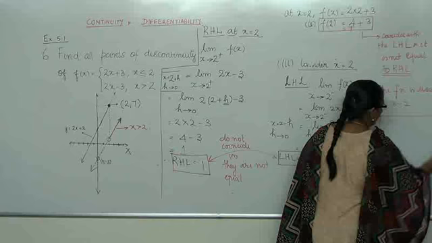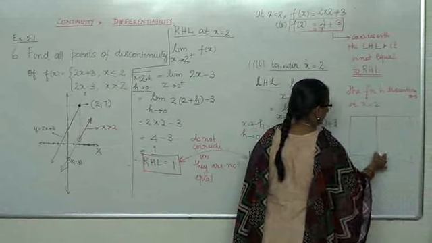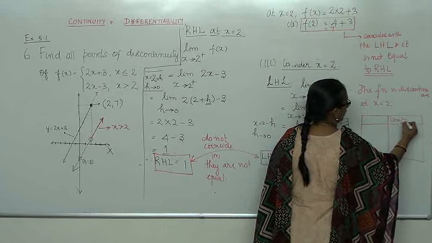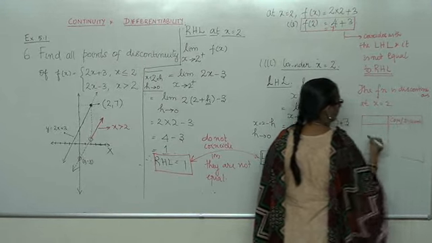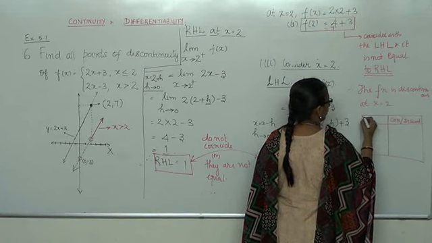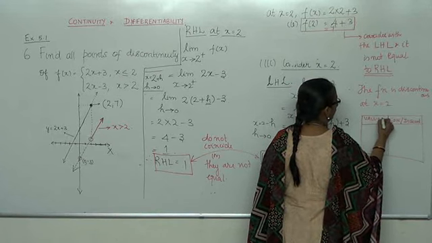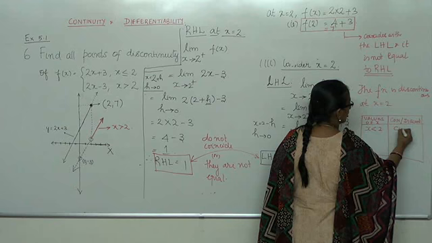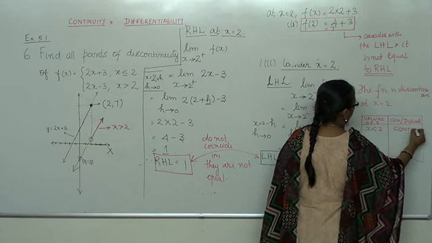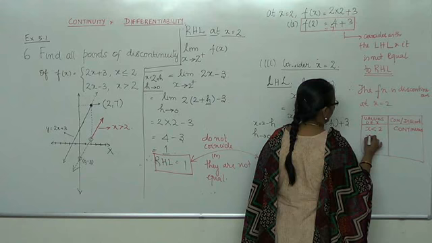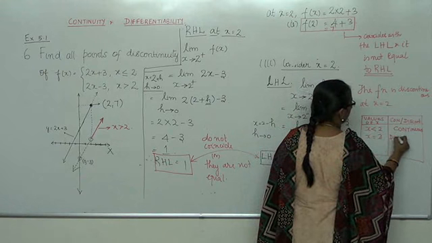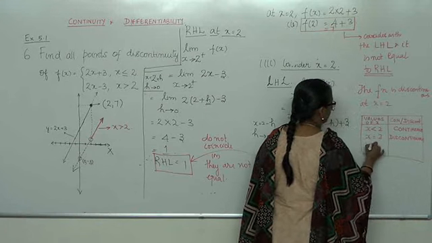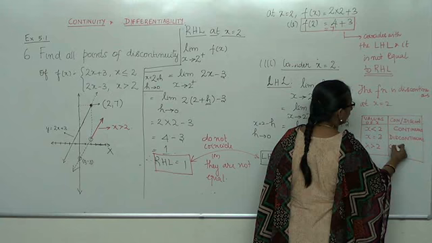Now, let's have a table. Continuous, discontinuous. Values of x. For x less than 2, the function is continuous. For x equal to 2, the function is discontinuous. For x greater than 2, the function is again continuous.